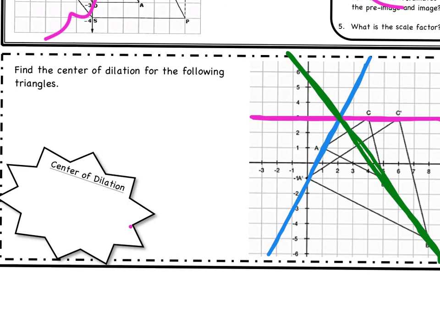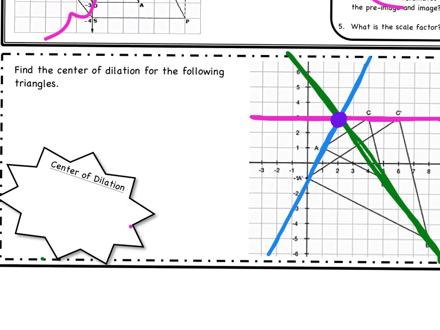Now, what do we notice about these 3 lines? What you should notice is that all 3 of these lines cross at a single point right here. That point is your center of dilation, or in art, a perspective point. So what you're doing is tracing all those points back to their origin. Now, the origin is not the origin on the coordinate plane. The origin is that center of dilation.